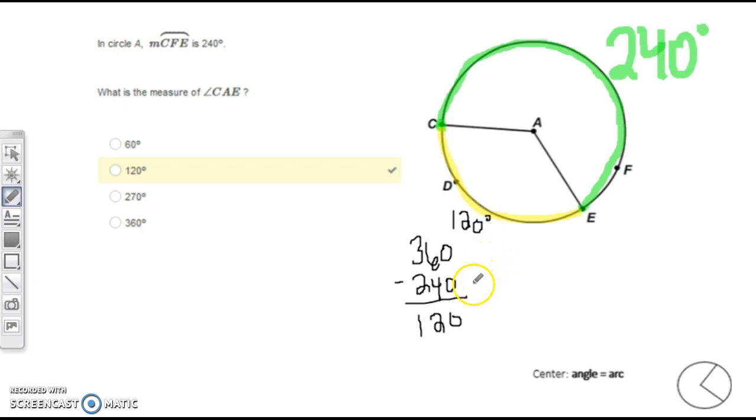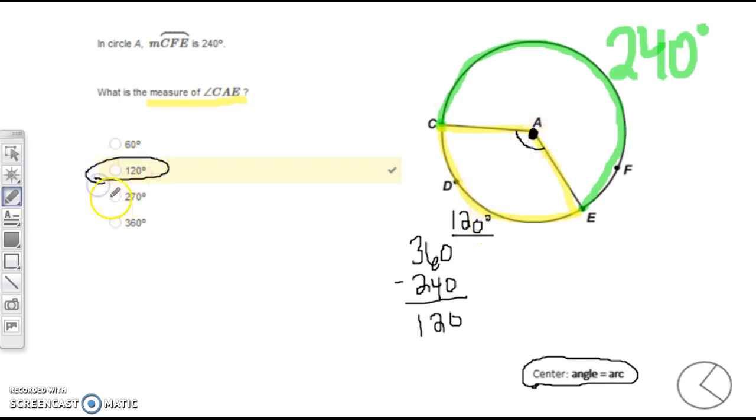Well, how does that help me? The reason it helps me is because the yellow arc is the intercepted arc of this angle, CAE. And that's what we're trying to find. We're trying to find the measure of CAE. So we always ask ourselves, well, where is the vertex of that angle? And in this case, the vertex of the angle is in the center of the circle. And so you need to memorize this formula, but if it's in the center, the angle measure is the exact same as the arc measure. The angle equals the arc. So this angle would be 120 degrees.